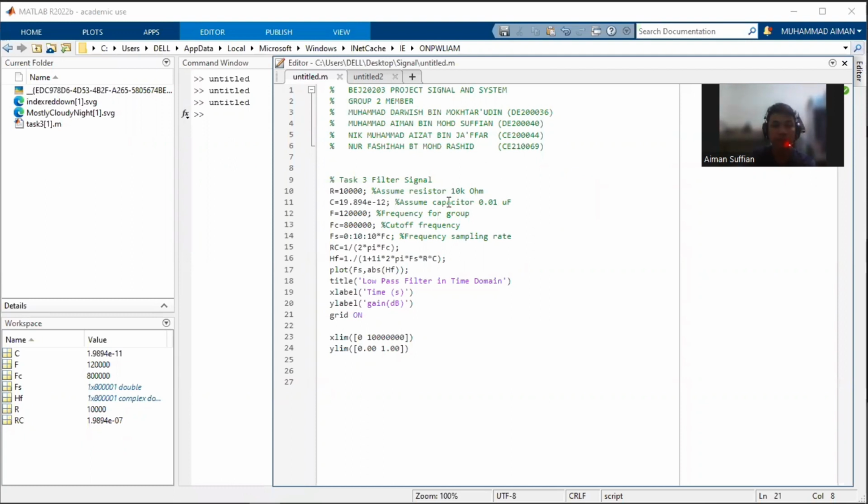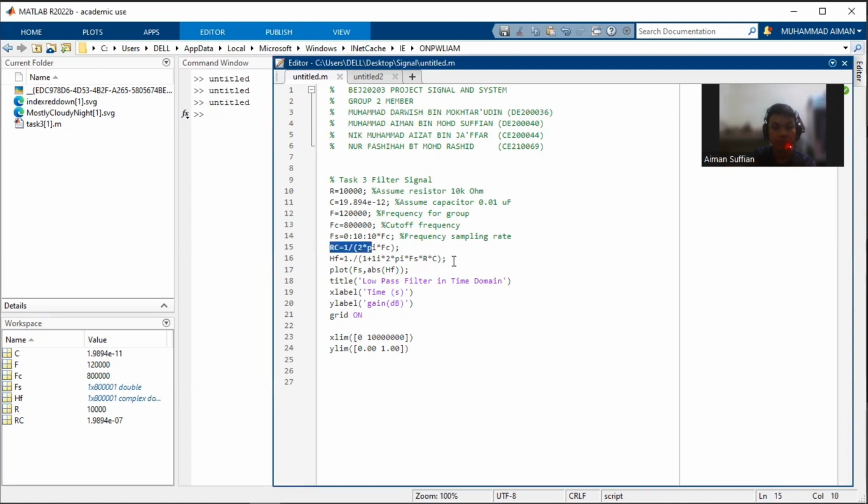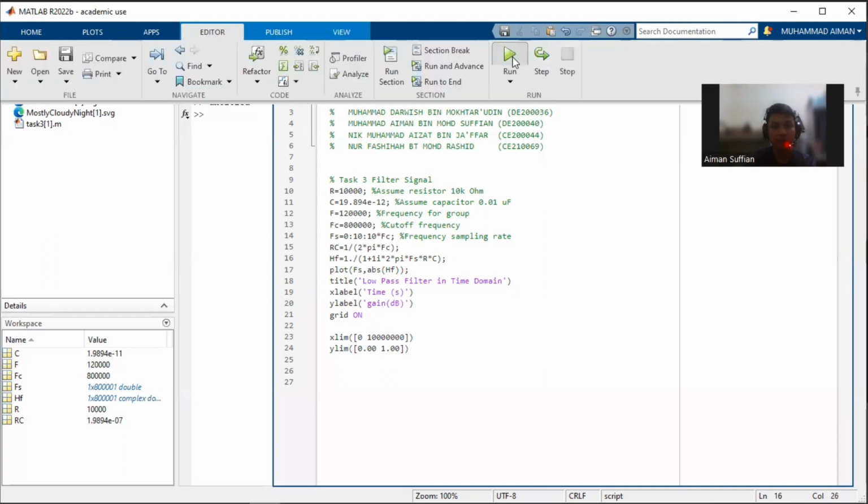So this is the coding for the filter signal. We need to assume resistor to any value, but we choose 10 k ohm. And we assume capacitor 0.01 microfarad. And this is the frequency for our group, which is 120 kilohertz, and then frequency cutoff 800 kilohertz. So this is the formula that we need to use to get the frequency response. So I will run the MATLAB simulation.